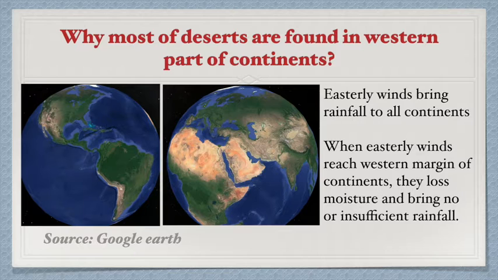is desert, because easterly winds bring rainfall to all continents. These easterly winds blow from sea to land. As they move further into the land, they lose their moisture. So when they reach the western side of that continent, they bring little or no rainfall. So that area becomes desert.